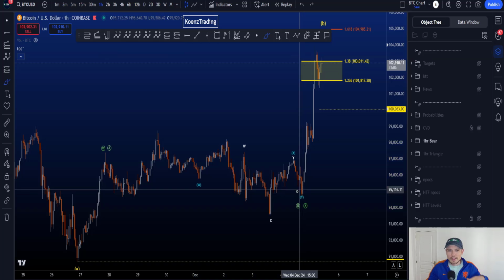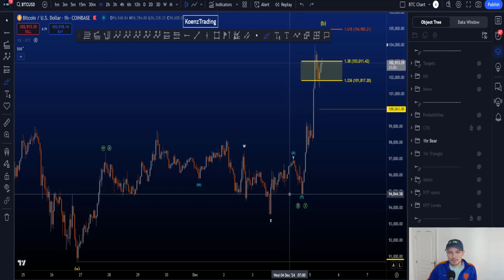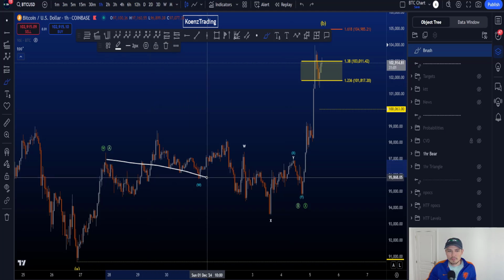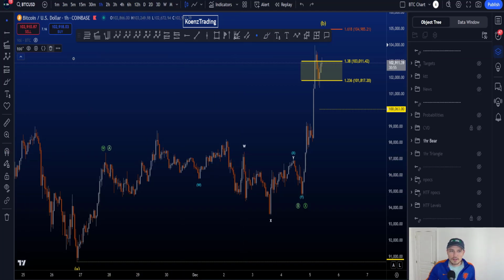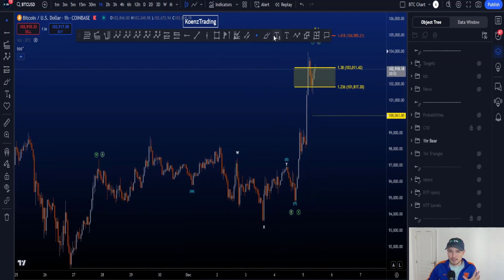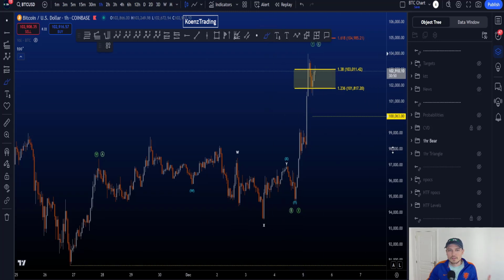the blue Y. Now, this means that in this scenario, you have a running flat in blue, running flat in W. And that is definitely not preferred. Running flats are rare. They are not preferred unless many of the other scenarios fail, which at the moment hasn't happened, because you would basically need to invalidate your bullish scenario.